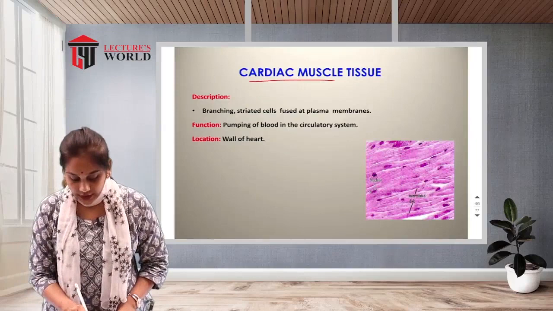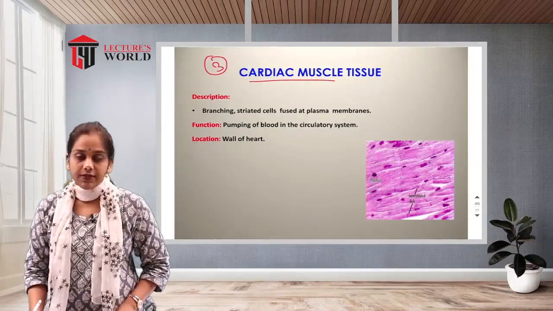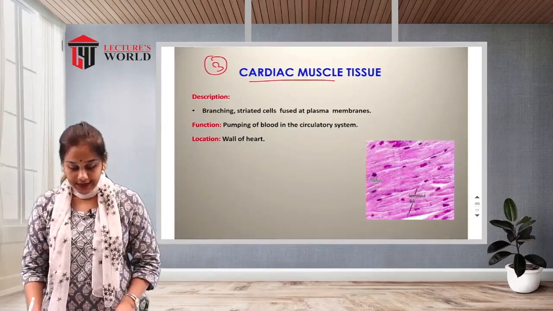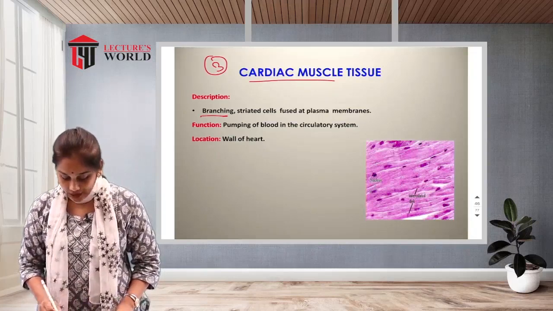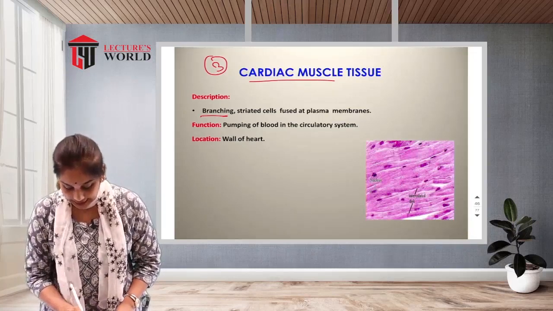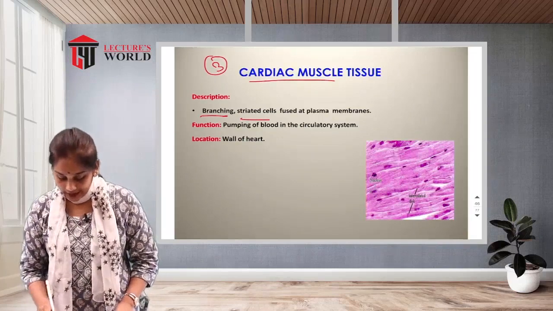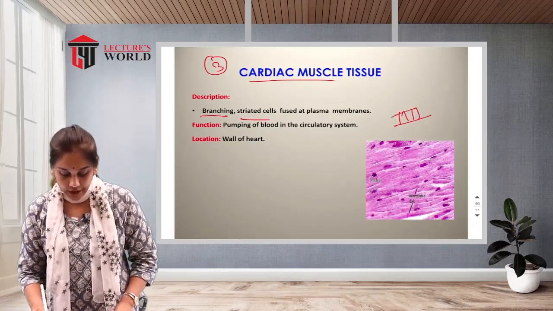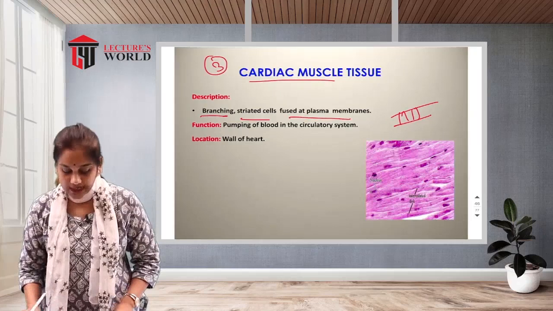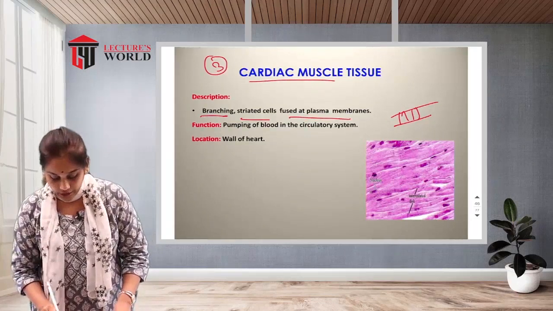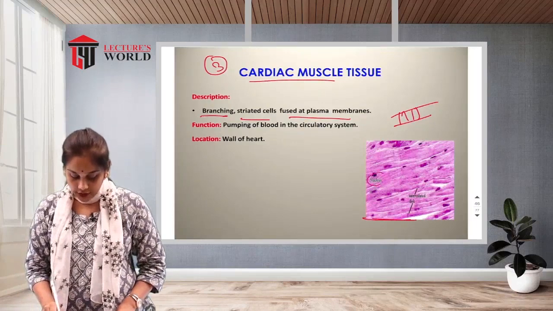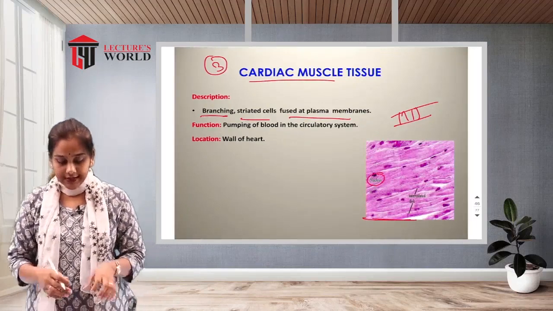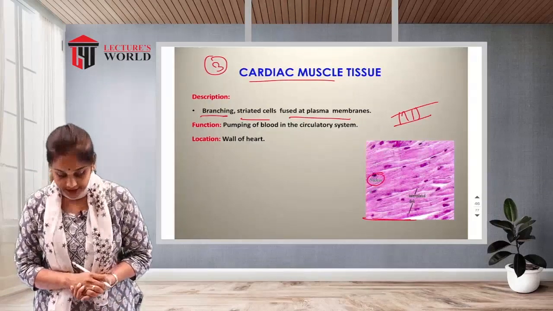Then the third one is cardiac muscle tissue. It has branching, striated cells; it also has striae, fused at the plasma membrane. It also has a nucleus. So these are the characteristics of cardiac muscle tissue.